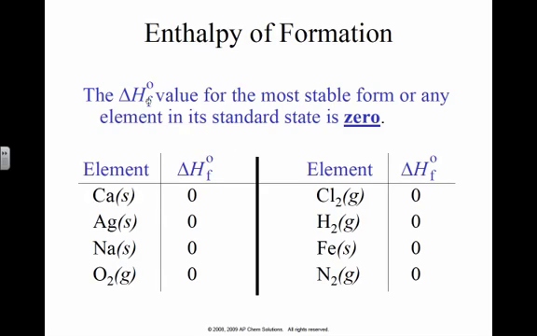The enthalpy of formation value for the most stable form of any element is going to be 0. So solid calcium is going to be 0. Solid silver is 0. Why? Because it doesn't take any heat to form calcium. It doesn't take any heat to form silver because it's already formed in nature.